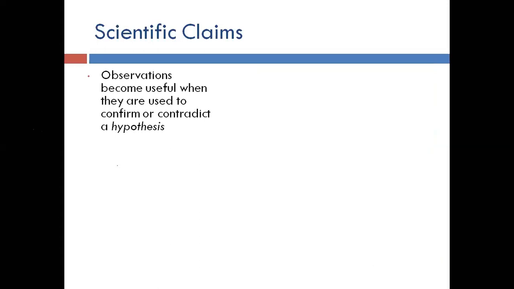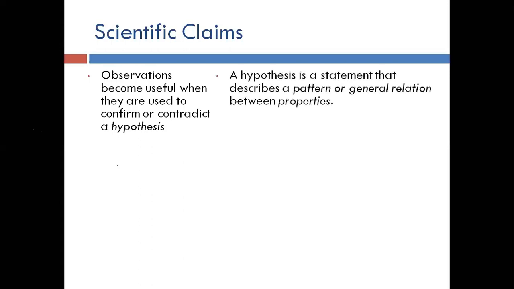Observations become useful when they are used to confirm or contradict a hypothesis. Here, if we say that professors are mostly fat, and it is a hypothesis, then observations must be streamlined in that direction, and it must have some causal relation and be related with a hypothesis. We come to the hypothesis now. A hypothesis is basically a statement that describes a pattern or general relation between the properties.